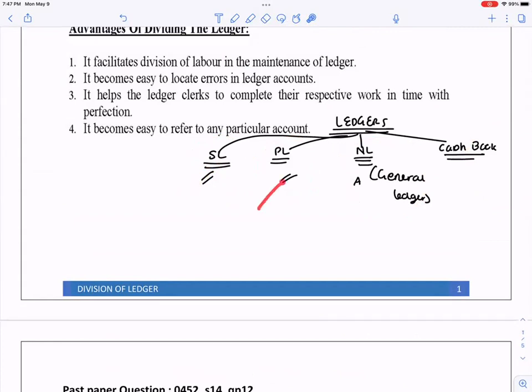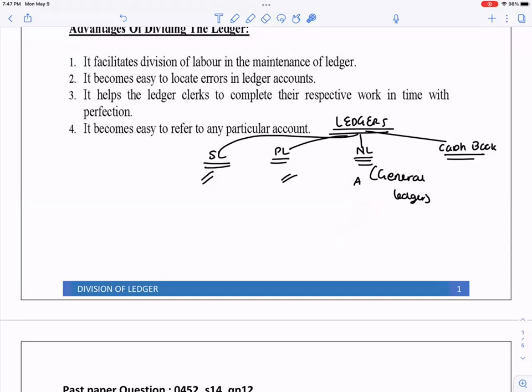What comes in purchase ledger? The personal account of credit suppliers. What comes in nominal ledger? Assets, liabilities, expenses, and incomes. Sales account will come in which ledger? Nominal ledger. If A is your customer, his account will come in which ledger? Sales ledger.